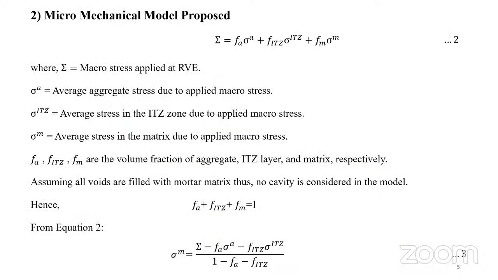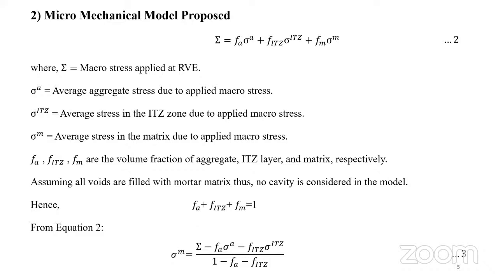So the next mechanical model is proposed in this paper, in which macro stresses are applied and distributed in all the three phases according to the volume fraction of each phase, which is represented in this equation 2. Where capital sigma is the macro stress applied at the macro level, and other sigmas are the average stresses for each phase, and F are the volume fraction of each phase. It is assumed that all voids are filled with mortar. Thus, the sum of the three volume fractions is equal to 1.